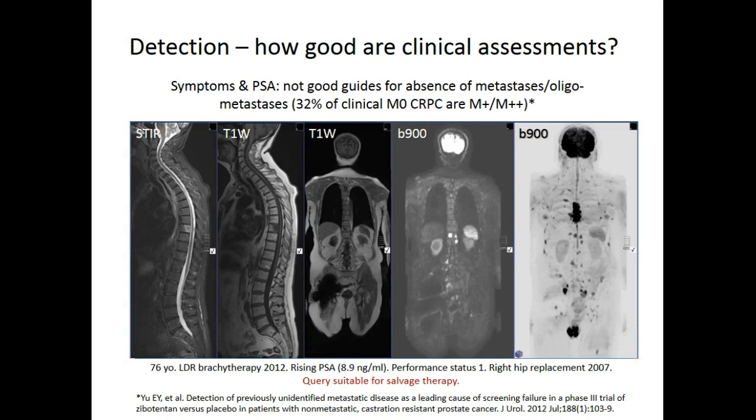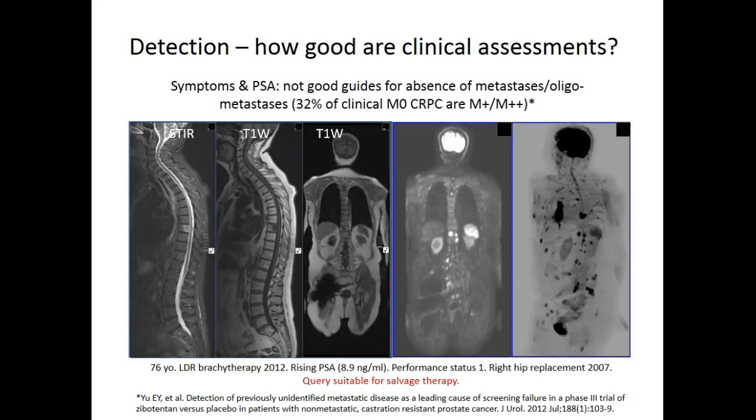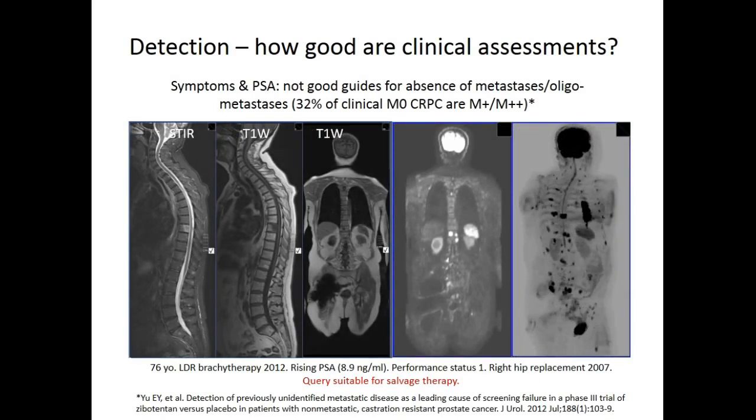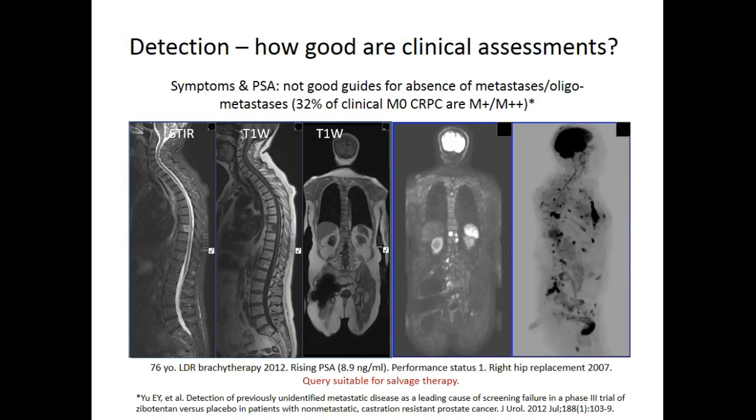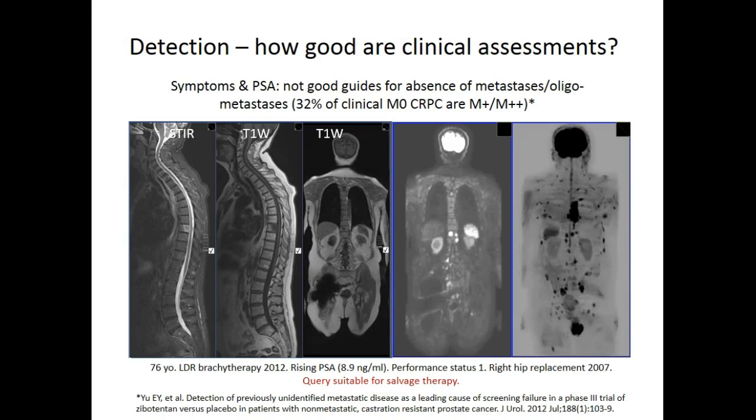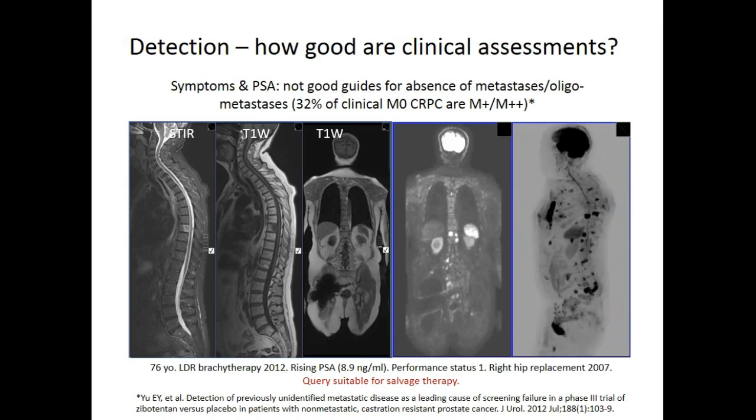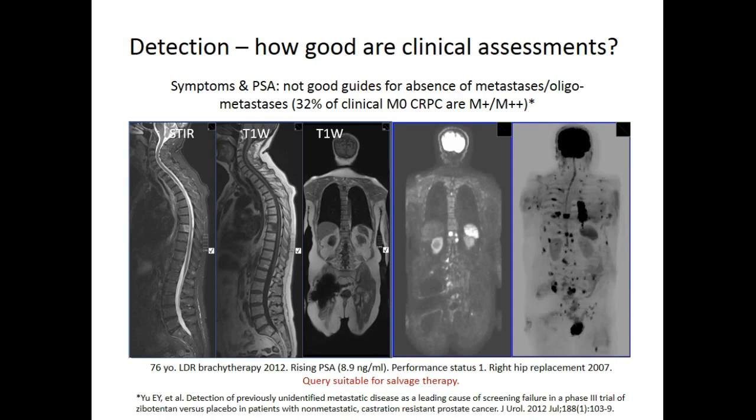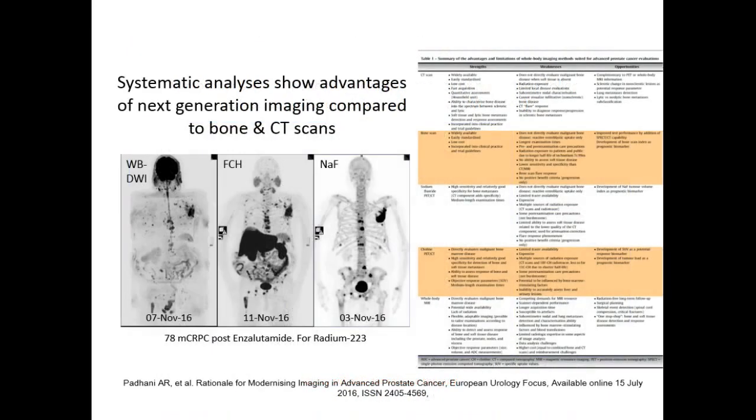So how good are clinicians at assessing the volume of disease? This recent study showed that 32% of patients who were thought to be M0 castrate-resistant prostate cancer were in fact metastatic. And here's an example of a patient who was thought to have oligometastatic disease and turned out to have polymetastatic disease, despite the fact that his PSA is slowly rising and is only about 8.9 nanograms per ml at the time of this examination.